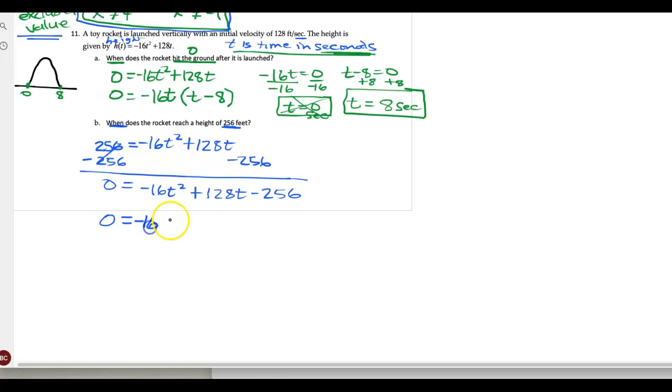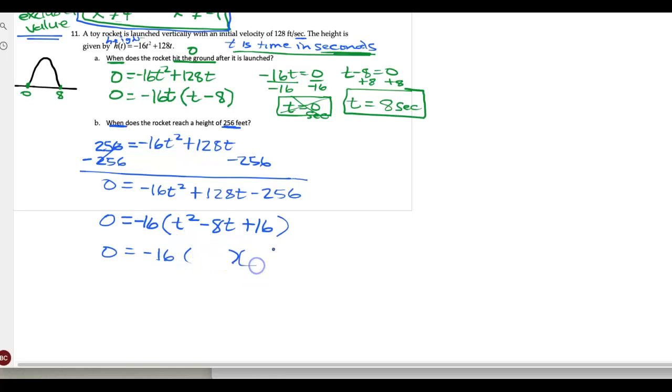So negative 16 can divide out of all of those. There's not a t this time because this term doesn't have a t. So just negative 16 comes out, and that's going to leave us with t squared minus, well, what's 128 divided by negative 16? 8, and then t, and then what's negative 256 divided by negative 16? 16. Plus 16. And so now we just need to factor this to solve it.